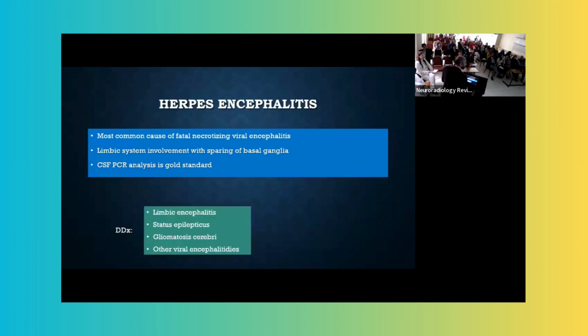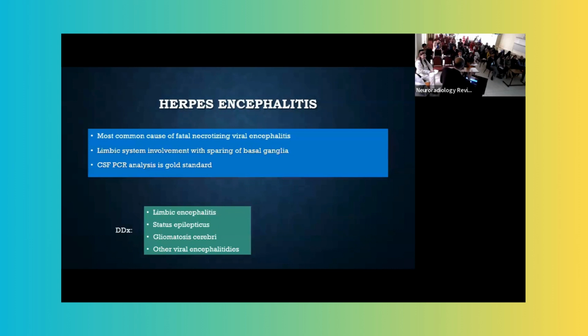The DDs, okay, limbic encephalitis has similar findings. It can be asymmetrical or symmetrical as well. Same regions are involved, autoimmune process. And then we have status epilepticus. So how do you know that status epilepticus will differ from this herpes? So there will be restricted diffusion, okay?